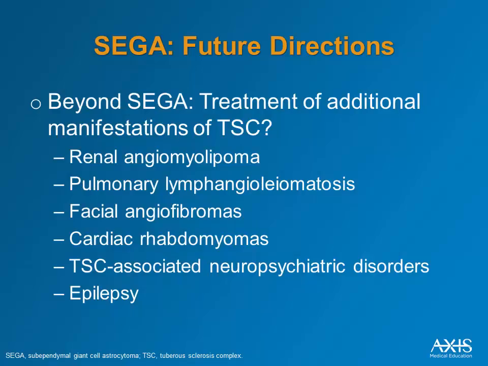So where do we go next? Well, where else can mTOR inhibitors show benefit? We definitely have clinical evidence that it is beneficial for treatment of renal angiomyolipomas and pulmonary lymphangioleiomyomatosis, which have led to regulatory approvals. There are also, not regulatory approvals, but certainly published literature supporting the possibility of treatment for facial angiofibromas, cardiac rhabdomyomas, some of the neuropsychiatric disorders, and even epilepsy in TSC. Whether ultimately these are proven to be an effective treatment has yet to be determined through rigorous phase 3 clinical trials and evaluation by regulatory authorities.